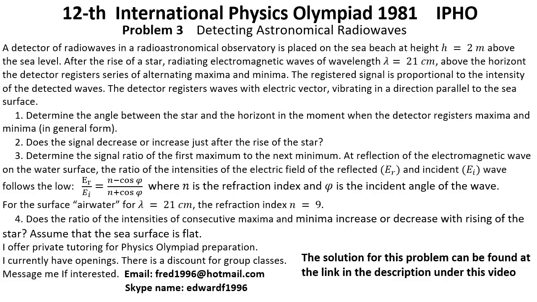At the reflection of the electromagnetic wave on the water surface, the ratio of the intensities of the reflecting field of the refracted ER and the incident EI wave follows the law ER over EI equals n minus cosine phi over n plus cosine phi, where n is the refraction index and phi is the incident angle of the wave. For the surface of water for lambda equal 21 centimeters, the refraction index n equals 9. Question number 4. Does the ratio of the intensities of consecutive maxima and minima increase or decrease with the rising of the star? Assume that the sea surface is flat.